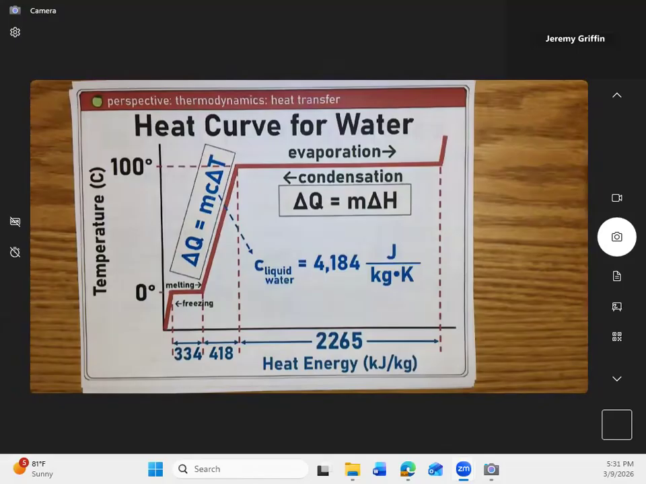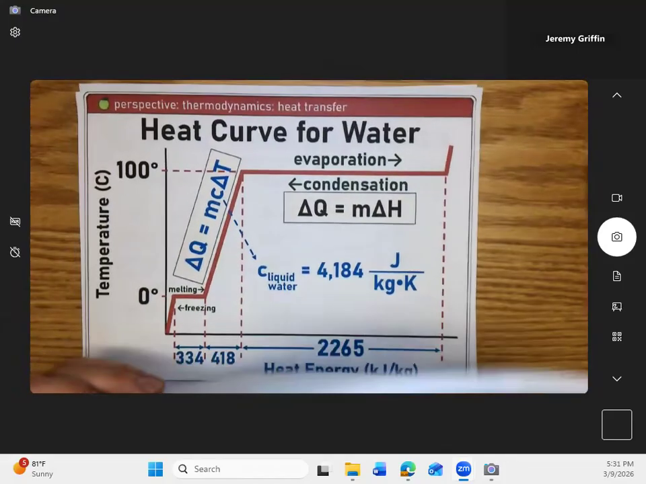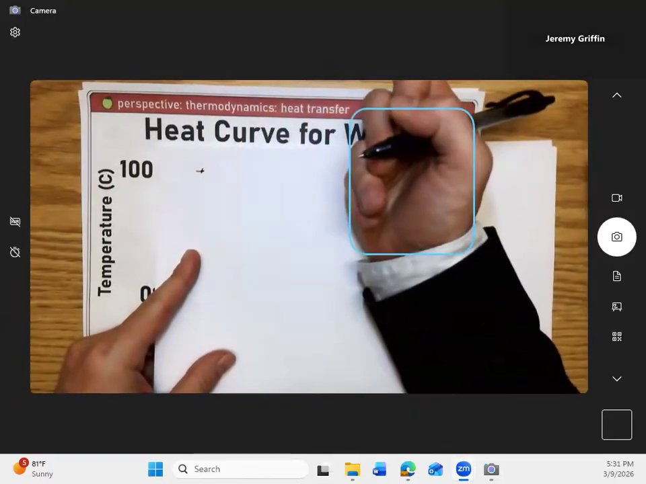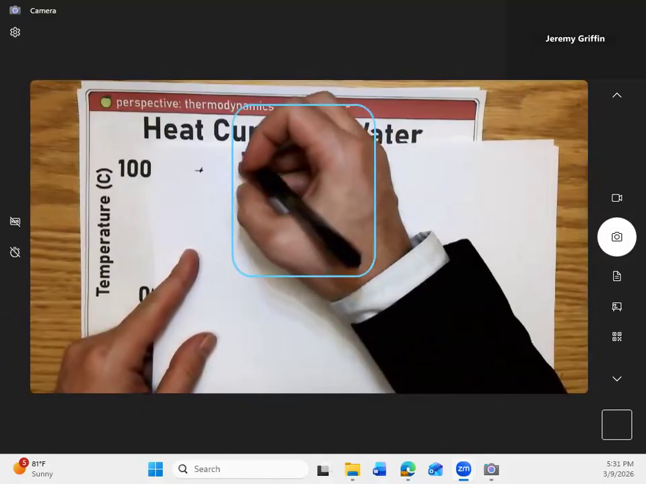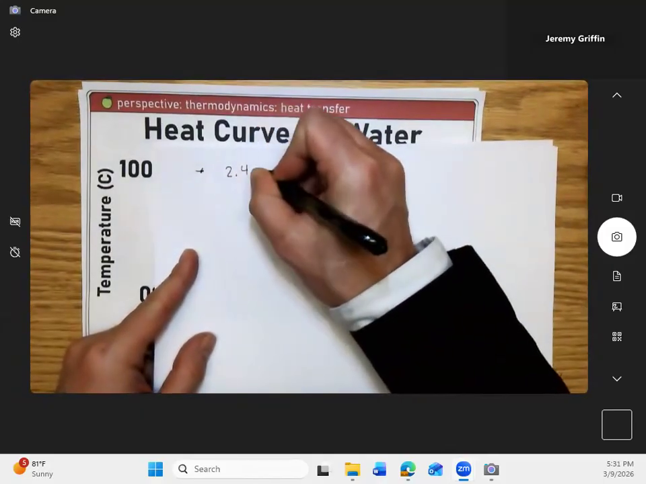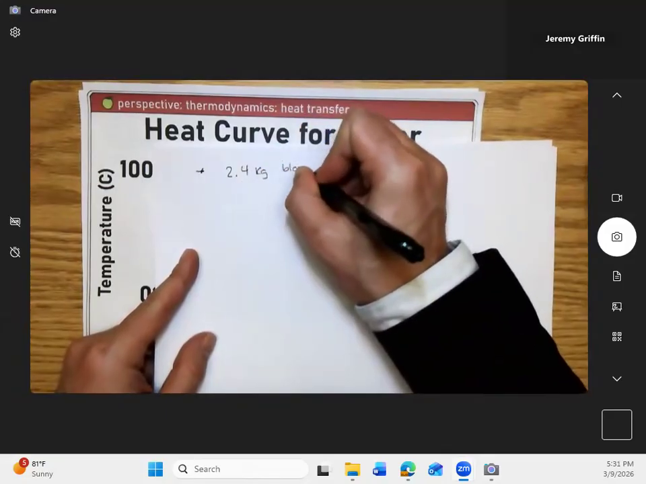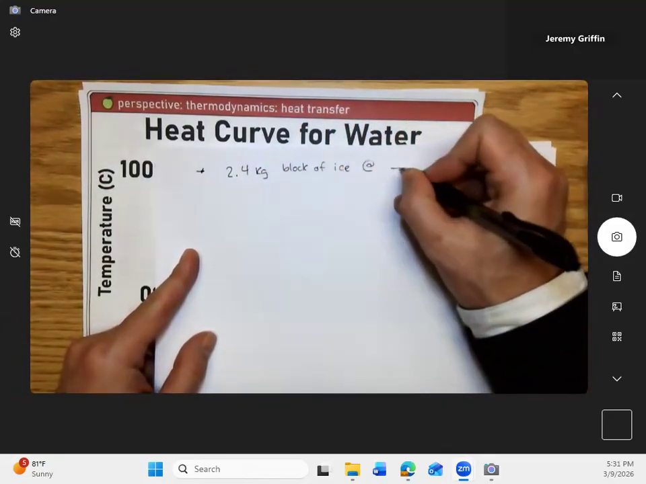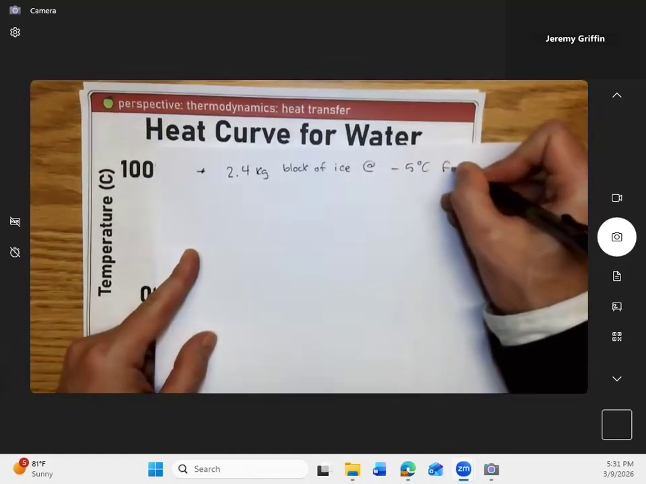So let's run an example here. So we'll do this example. So let's say I have, well, you know what, in class I had a 1 kilogram block of ice. I'm going to change that to make it a little spicier here. What if I have, let's say, a 2.4 kilogram block of ice? Let's do that, block of ice. Okay. Let's say at -5 degrees from freezer.